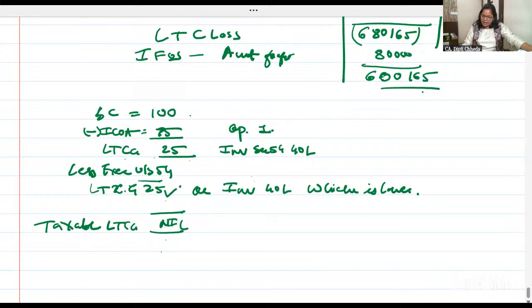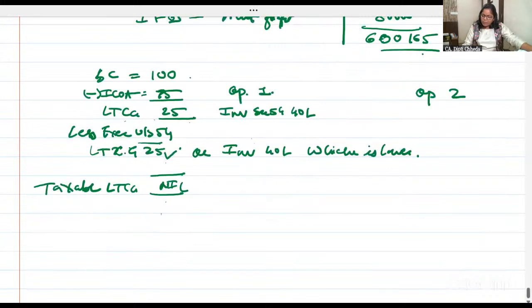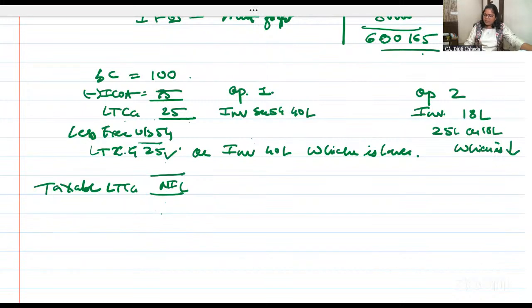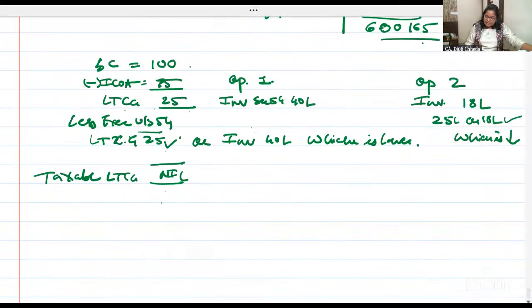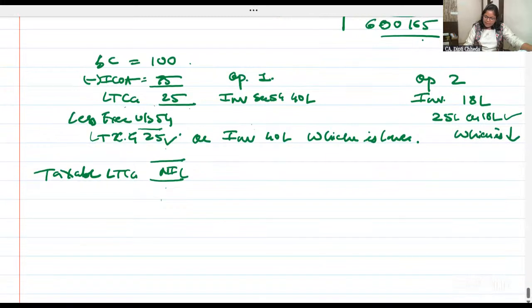Option 2, I'm writing now. Suppose if the investment in new house is just 18 lakhs. Now, 25 lakhs is the capital gain or 18 lakhs, whichever is lower. So 18 lakhs. Then how will you calculate the capital gain? I'm just putting a partition here.